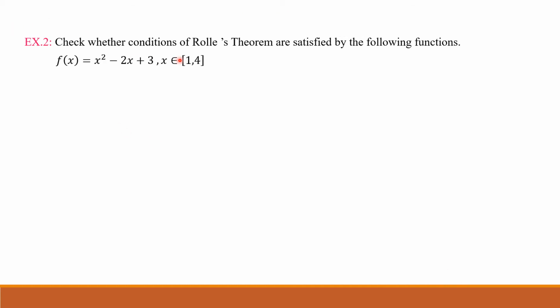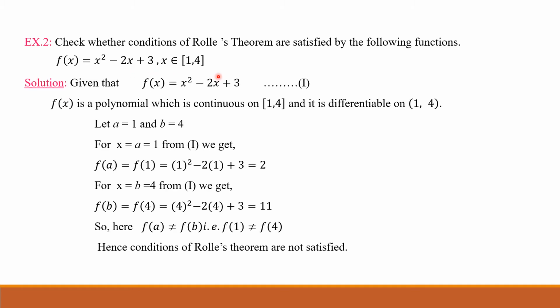Example second. Check whether the conditions of Rolle's theorem are satisfied by the following function. f of x equals x square minus 2x plus 3, x belongs to closed interval 1, 4. Here f of x is a polynomial. Therefore, it is continuous on the closed interval and differentiable on the open interval.